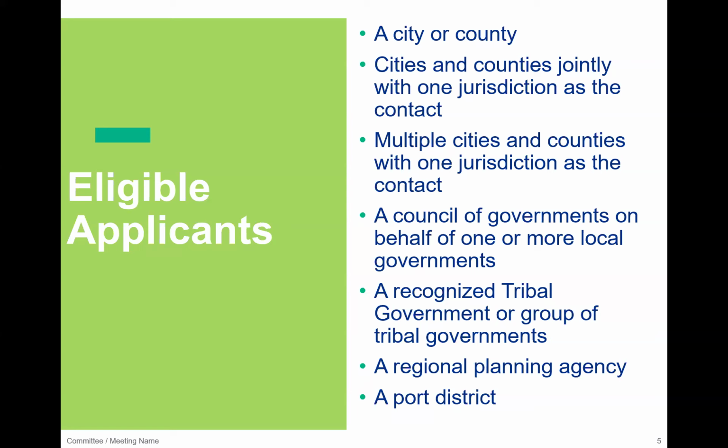A council of governments can submit an application on behalf of one or more local governments. A recognized tribal government or group of tribal governments, and those are the governments recognized, the tribes within Oregon with tribal trust lands and recognized tribes can apply. A regional planning agency such as Metro can apply, and a port district can apply. So we can go to the next slide.